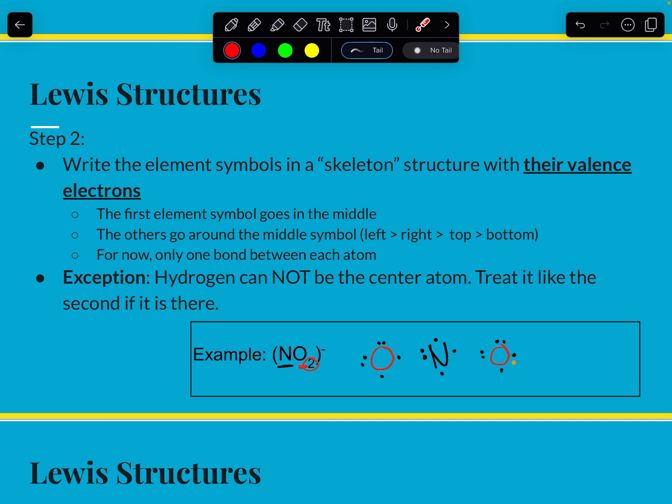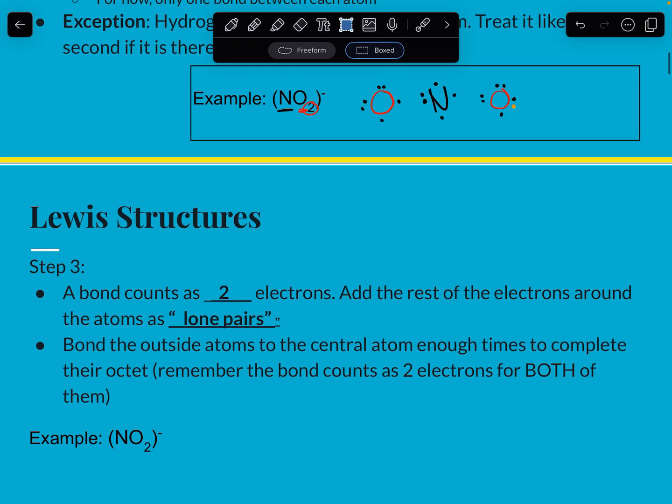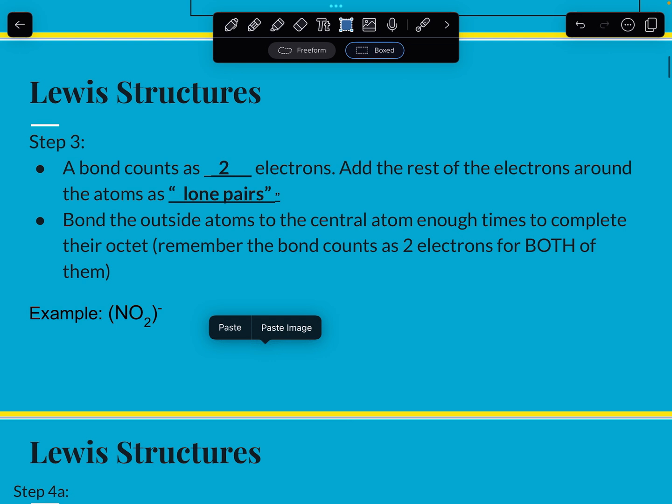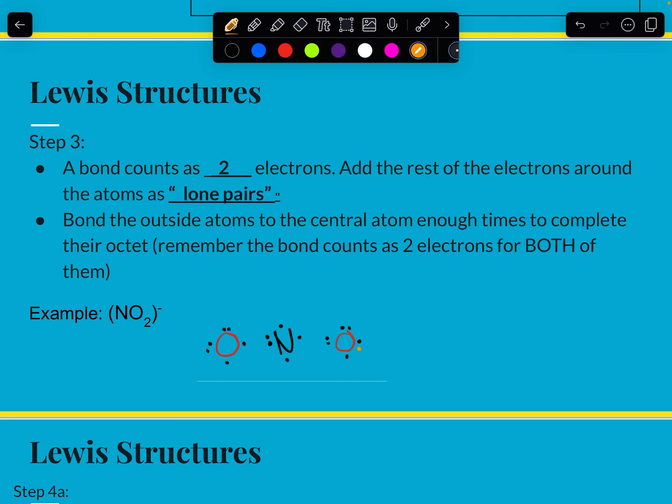All right, let's copy and paste what we've done so far onto our next step here. Sorry, it's easier for me to do that than for you. So step 3 is now we're going to start bonding. The reason why they bond is to achieve a full octet. So the goal here is to focus on the outside atoms. In our case, that's our oxygens, and we want to get them a total of 8.